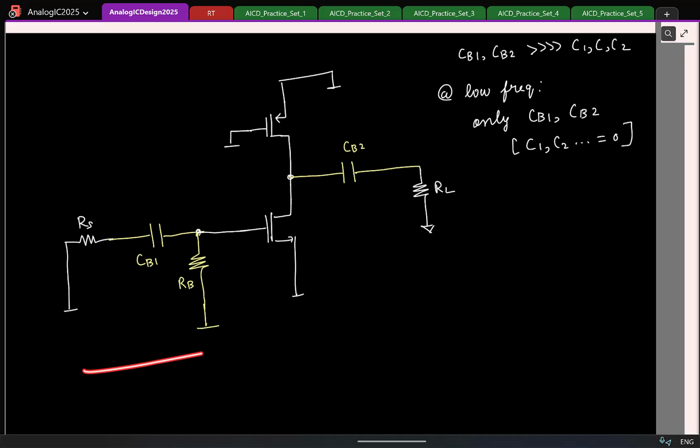Now when can I write the pole locations as 1 by R times C? If the capacitors are uncoupled. Do you think the capacitors here are uncoupled? What is the resistance seen by CB1? RS plus RB. Do you think that will change if I open or short CB2? So this is an isolated RC section. This will result in a pole at what location? 1 by CB1 times RS plus RB.